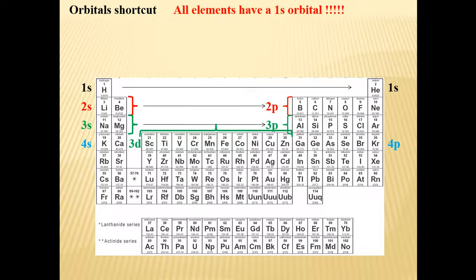So 1s is the first row for 1, and it only has an s orbital. And then we want to get to boron. That's our final destination. We're done with the first row, 1s once.